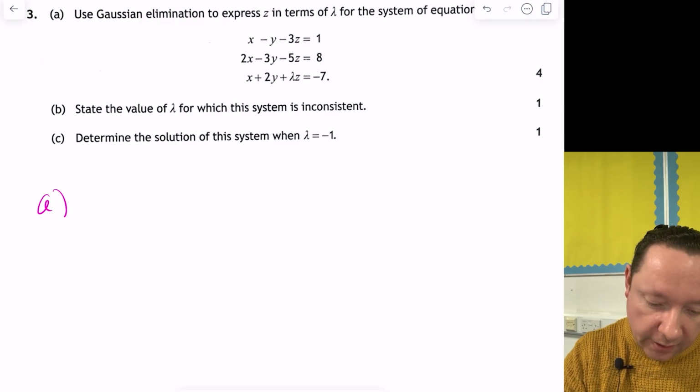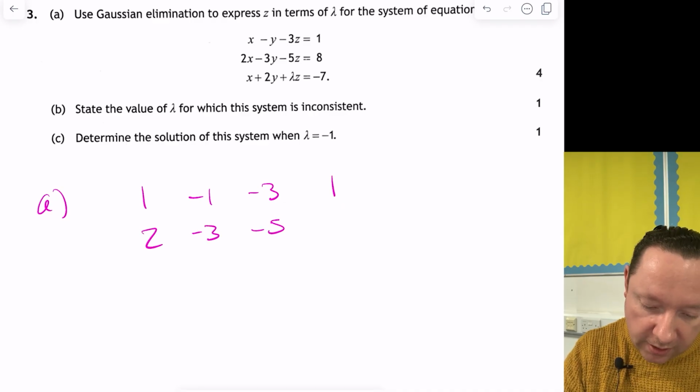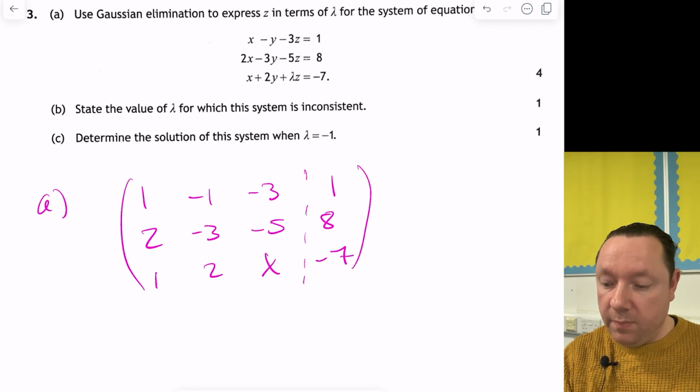So Gaussian elimination, I've got 1, minus 3, 1, equals 1. 2, minus 3, minus 5, is 8. And 1, 2, lambda, is negative 7. I'll usually put a wee dotted line on there. So there is my matrix.